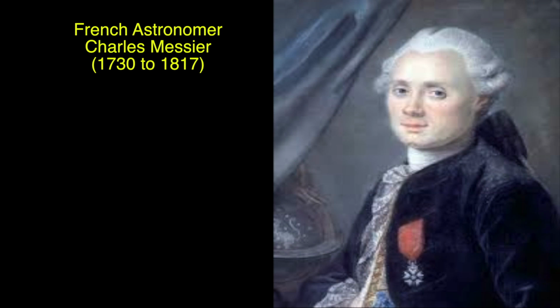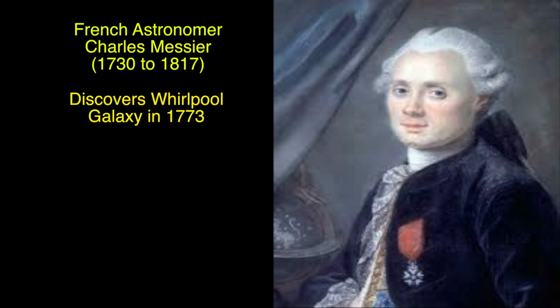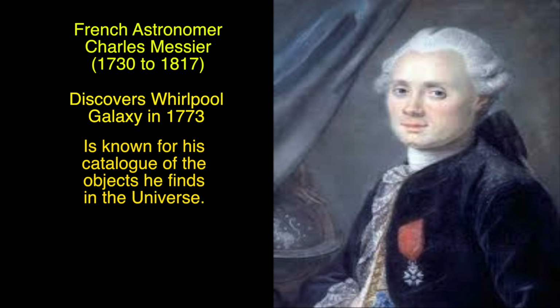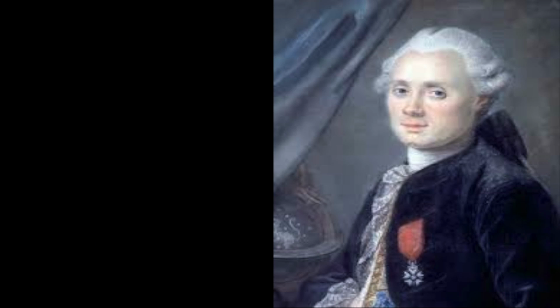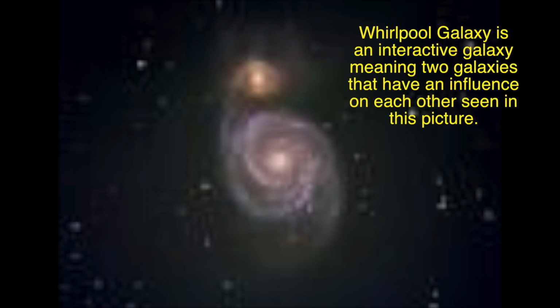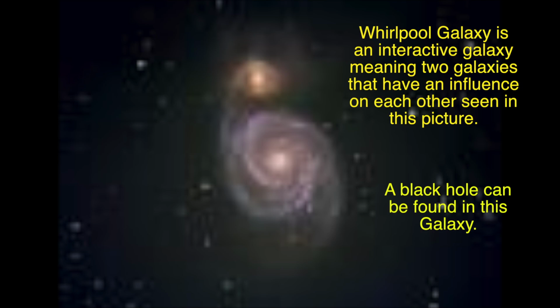French astronomer Charles Messier, 1730 to 1817, discovered the Whirlpool Galaxy in 1773. He is known for his catalog of the objects he found in the universe. Messier cataloged about 110 objects in the universe. The Whirlpool Galaxy is an interacting galaxy, meaning 2 galaxies that have an influence on each other, seen in this picture. A black hole can be found in this galaxy.